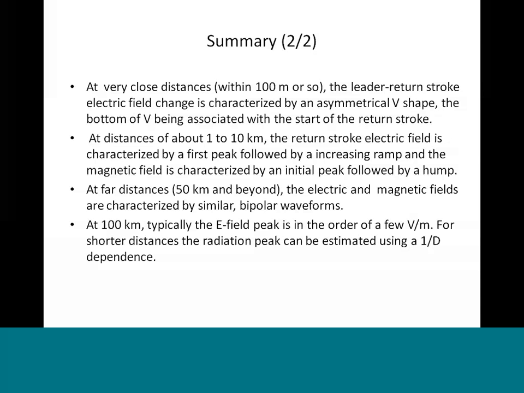At far distances, 50 kilometers and beyond, the electric field and magnetic field are characterized by similar bipolar waveforms, a zero crossing, and also the ratio of the two can be equivalent to the free space impedance. And at 100 kilometers, typically the E-field peak is on the order of a few volts per meter. For shorter distances, the radiation peak can be estimated using a 1/d dependence from the electric field at a distance of 100 kilometers. Thank you.